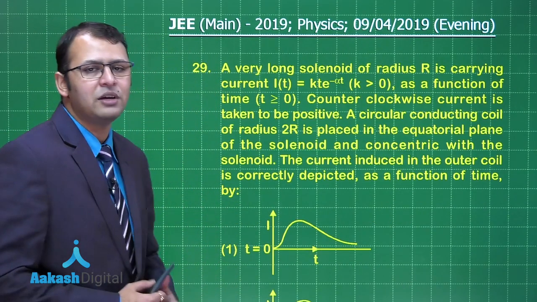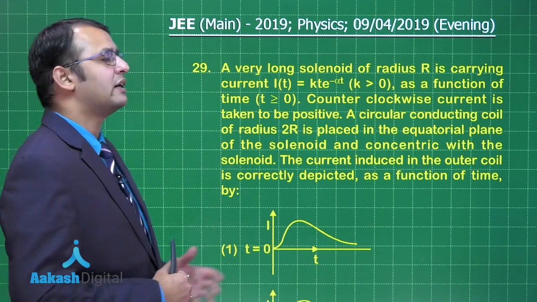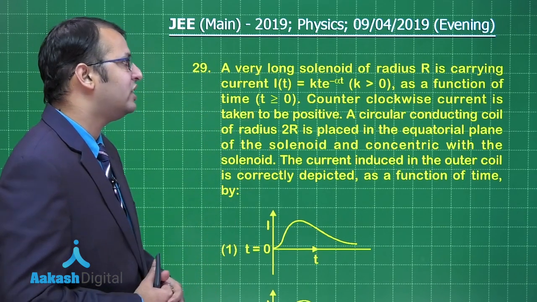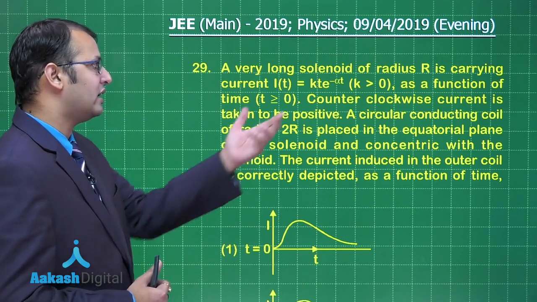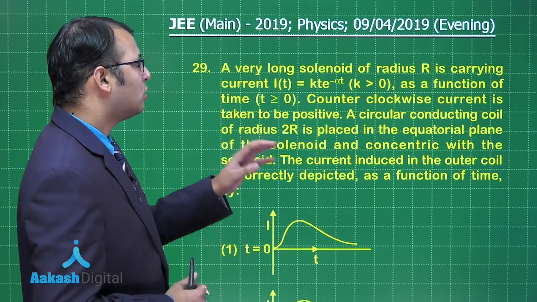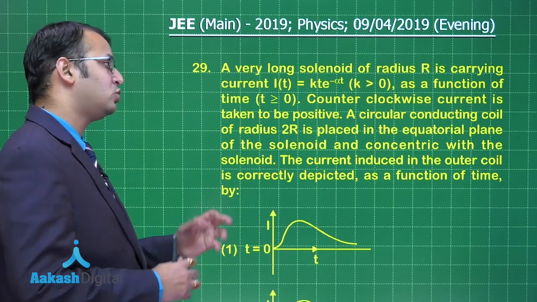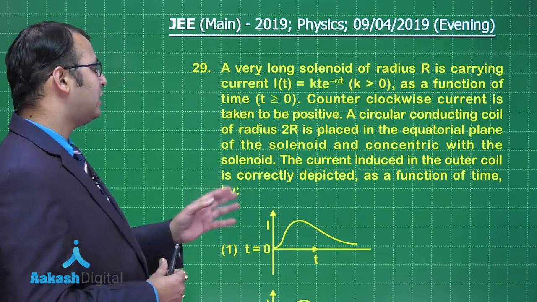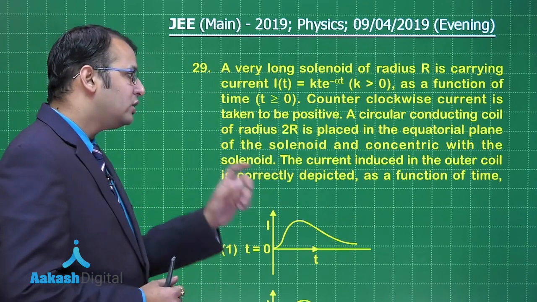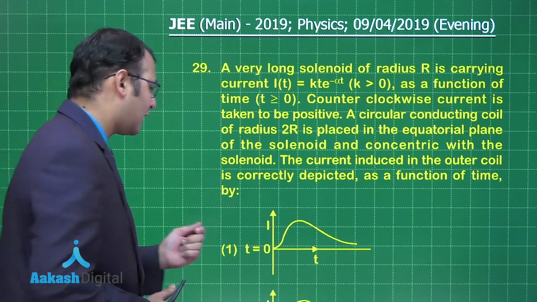Here the question you see belongs to the section of electromagnetism from the chapter Electromagnetic Induction. Here a very long solenoid of radius r is carrying current I as per the relation which is variable. Now counterclockwise current is taken to be positive. A circular conducting coil of radius 2r is placed in the equatorial plane of the solenoid and concentric with the solenoid. The current induced in the outer coil is correctly depicted as a function of time by.